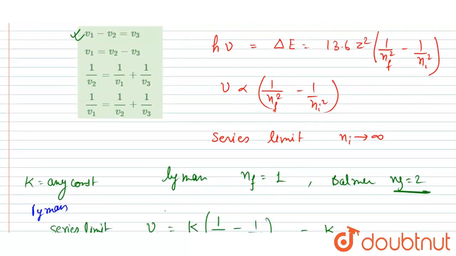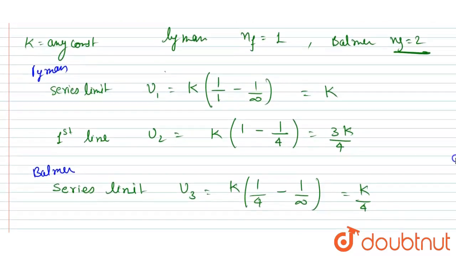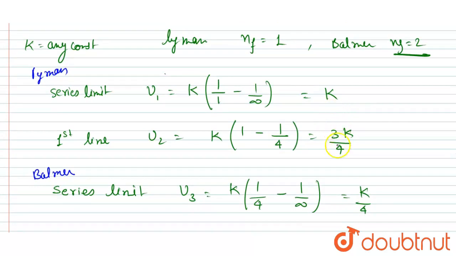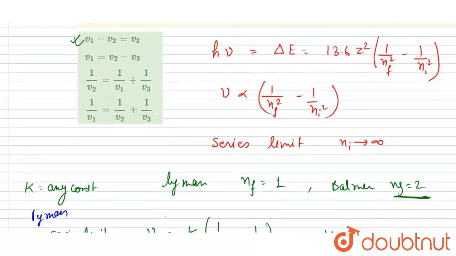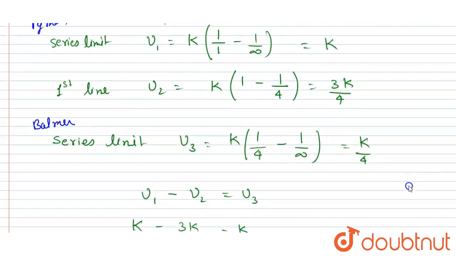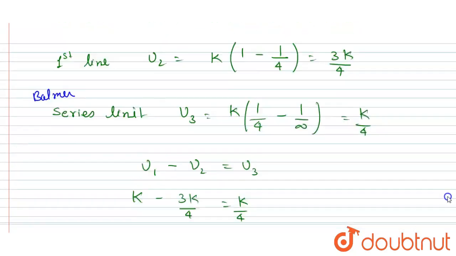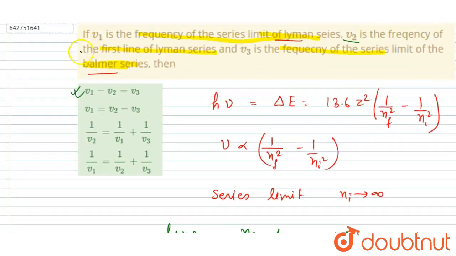For B, the frequency for the first case is equal to the second minus the third. If you see the second minus the third, 3 by 4k minus k by 4, it will be equal to k by 2, which is not equal to k, so the second is wrong. Further, if you also check C and D, the equation is not justified, so the correct option here will be A.